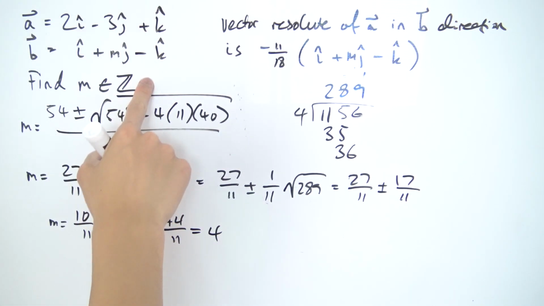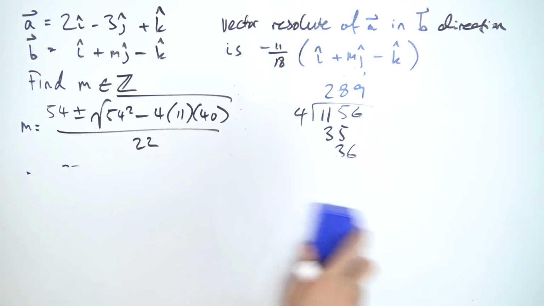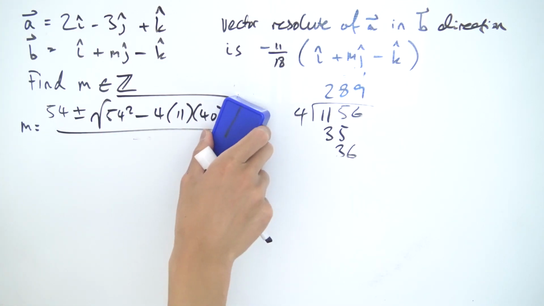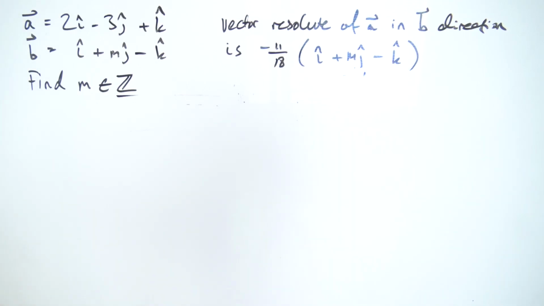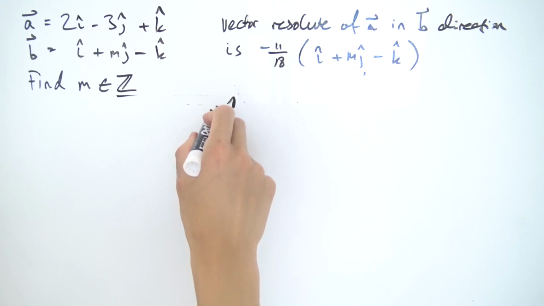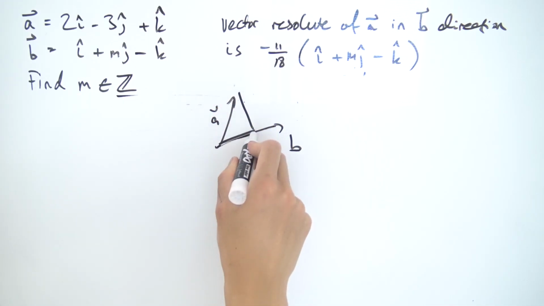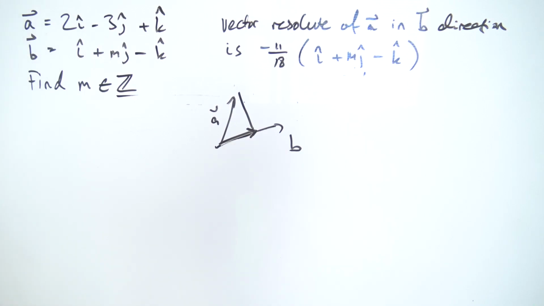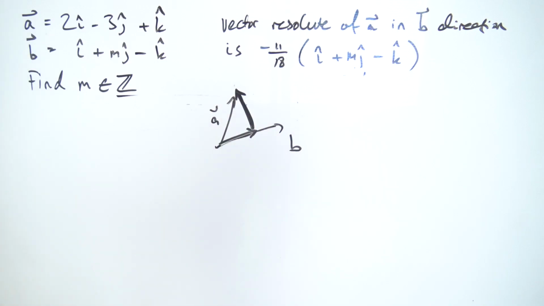But the question states that m is an integer, so we're going to reject this solution, and finally m is equal to 4. The next part of this question asks us to find the perpendicular component of A in the direction of B. If you imagine this is your A over here, and this is your B, what we found was the vector resolute of A in the direction of B, and now the second part asks us to find this other vector.